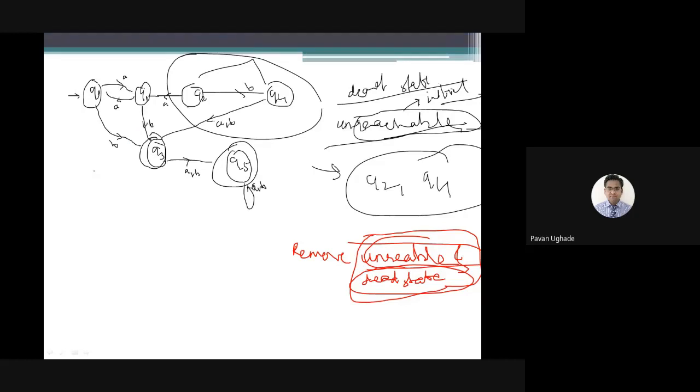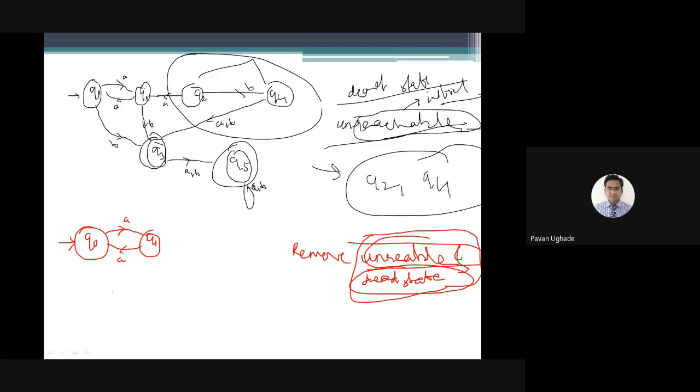So can you help me to remove this unreachable state, guys? Okay, so q0 over a to q1, how will your automata look now? Okay, then let me make it here.